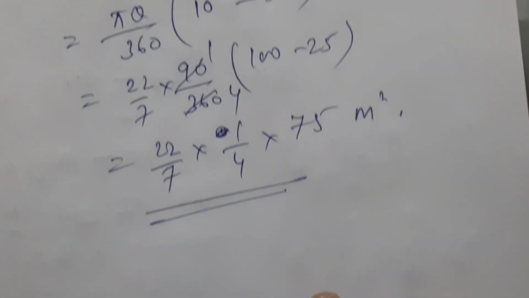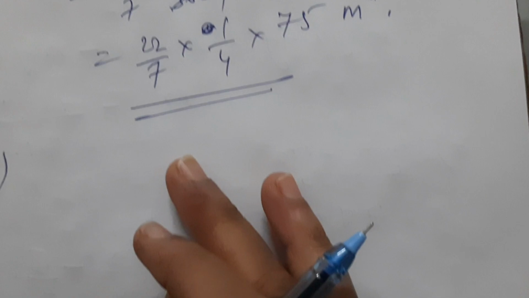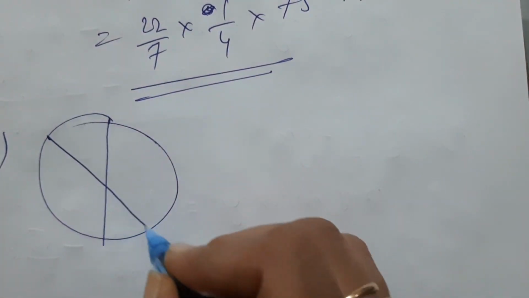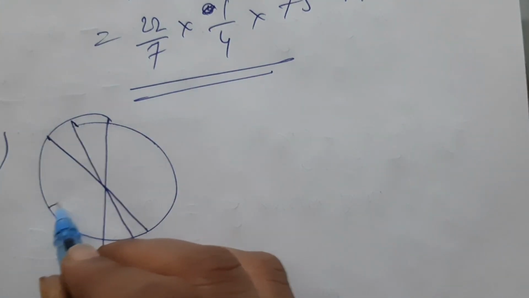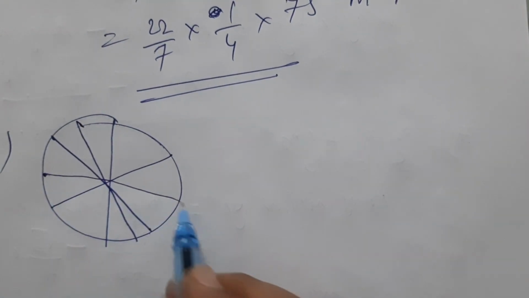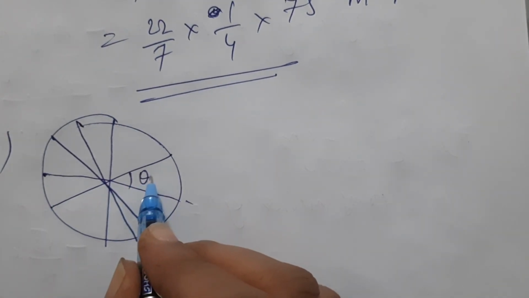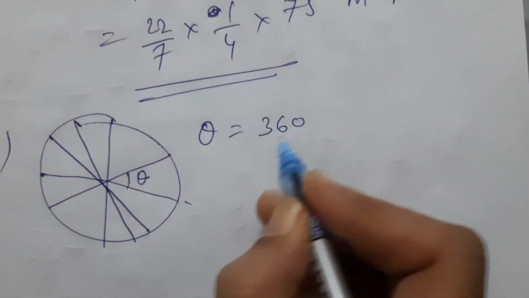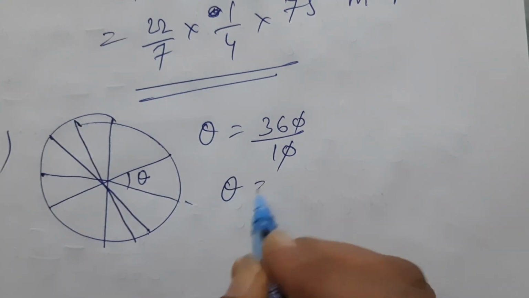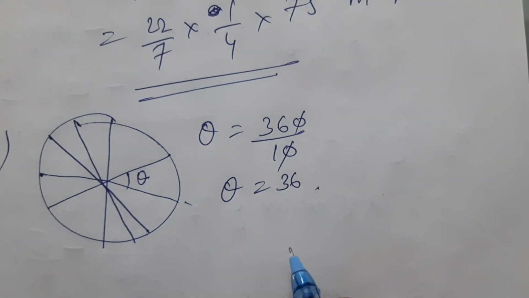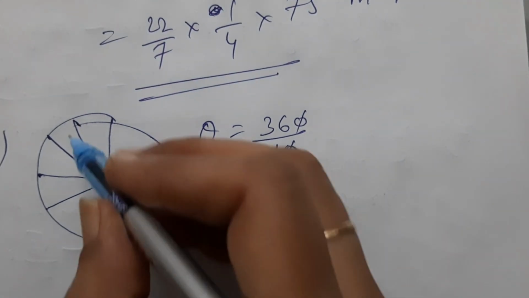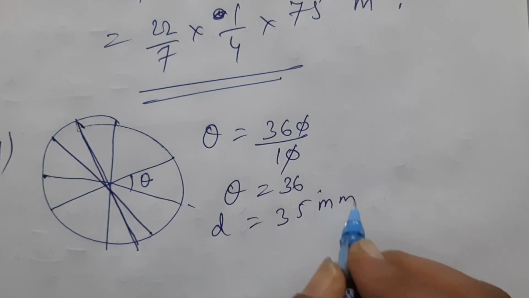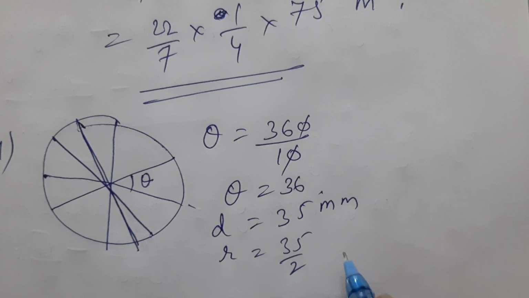Now the next question, question number 9. It's also very simple. Here a circle is there and a total of 10 equal divisions are there. Here theta is not given. They are making a total of 10 equal divisions. So how to find theta? As there are 10 equal divisions, to find theta we will divide 360 by 10. Thus theta is 36. And the diameter is given as 35 millimeter, so radius is 35 by 2 mm.